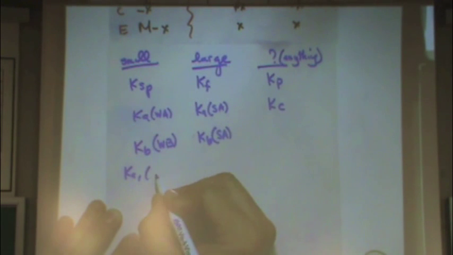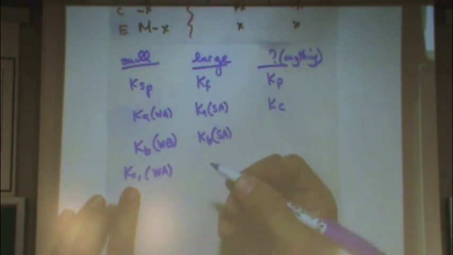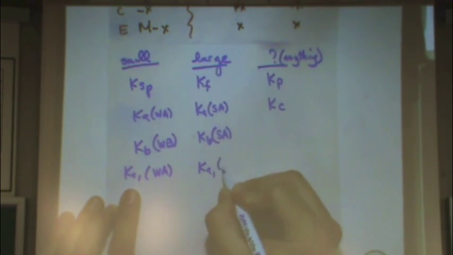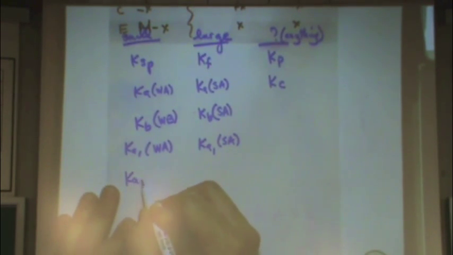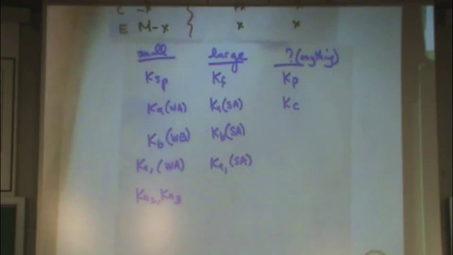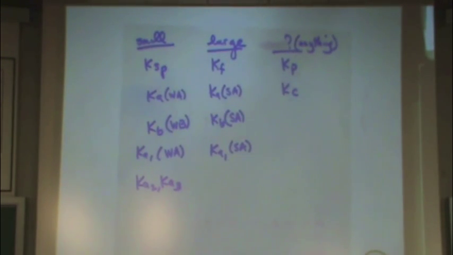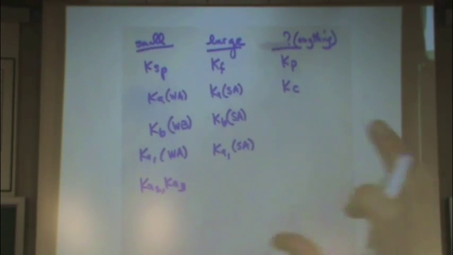Ka1 refers to what concept? Polyprotic. Ka1 for a strong acid is large, so same pattern. Ka2, Ka3 for anything is small. Is that okay? Did I miss any Ks? I can't think of any more right now. Okay, if you don't know that, you should know that right now. So when I am asking you, hey, is K large or small, this is what's in my mind. Okay? All right.